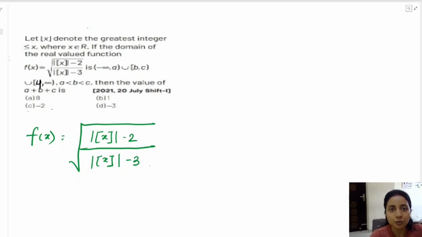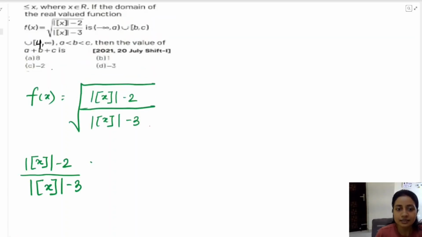Since inside the root there is a rational function involved here, we have to be careful while saying that it can be equal to 0, because we know the denominator cannot be equal to 0 over here. Let's write it. So this needs to be greater than 0.